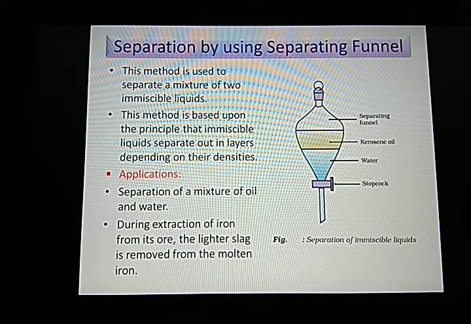Although there the funnel is not that small, it is quite a bit bigger, this same technique or method is being used for separating out the impurities present in the iron ore. Clear? So I hope you all have understood today's class. In the next video, we will discuss further some other techniques used for the separation of the different components of a mixture.